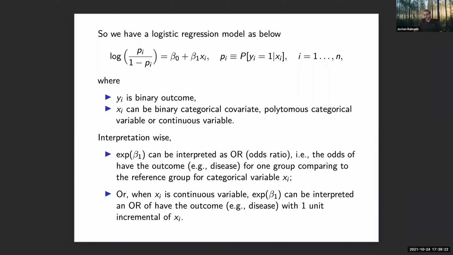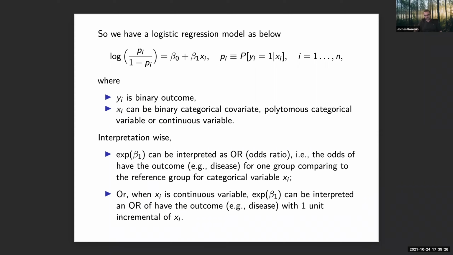Then it also can be numerical, by the way. But I wouldn't recommend it because then it gets a little tricky to remember what you have done. I would always transform it in a factor. And for a continuous variable, interpretation is a little different. So essentially, when you have xi as a continuous variable, your exponentiate beta 1 can be interpreted as an odds ratio to have the outcome, which is a disease, flu shot, vaccination, whatsoever, with 1 unit of increase of your xi.